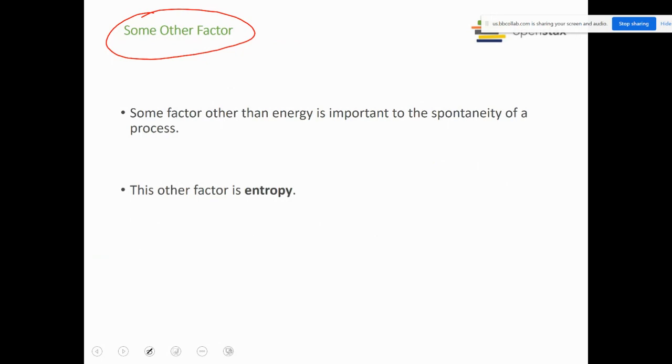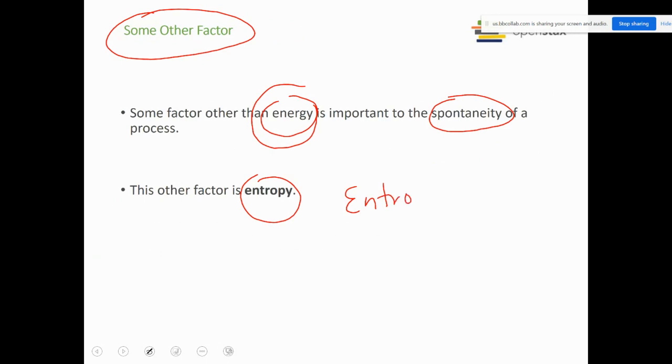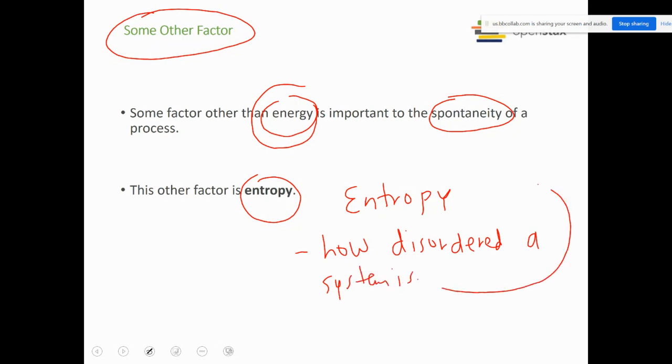Some other factor, other than energy, that is important to understand and that dictates whether a reaction is spontaneous or not is called entropy. You might have heard about this term. If not, the easy way to think about entropy is how disordered a system is. That means if a system is very, very disordered, it has a high entropy. If a system is more ordered, it has less entropy.